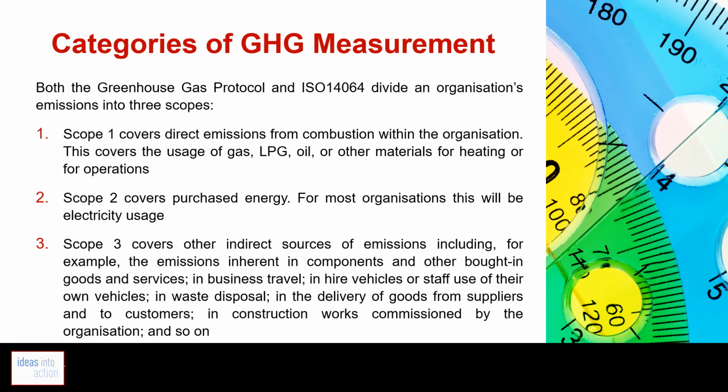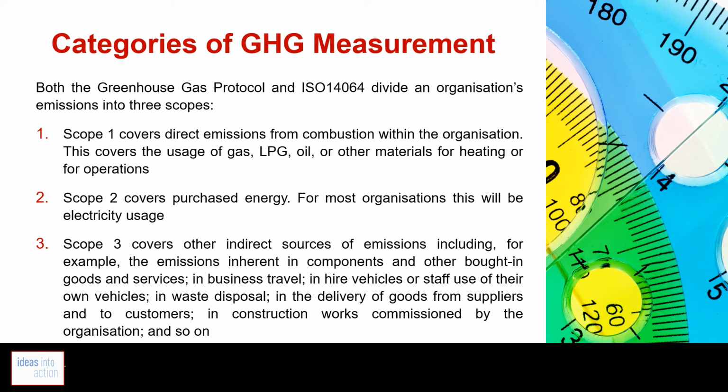Both the Greenhouse Gas Protocol and ISO 14064 categorise emissions into 3 groups, which are called scopes. Scope 1 covers direct emissions from combustion within the organisation. This covers the usage of gas, LPG, oil, or other materials for heating or for operations. Emissions from the vehicles that the organisation operates are also covered under Scope 1, as are emissions from chemical processes and losses of refrigerant gases.